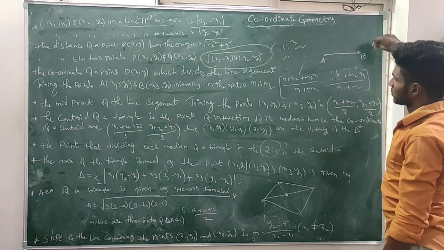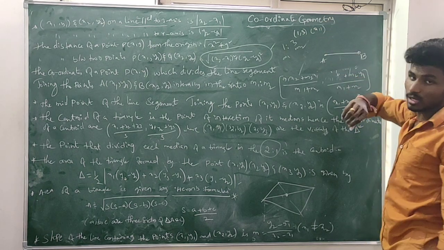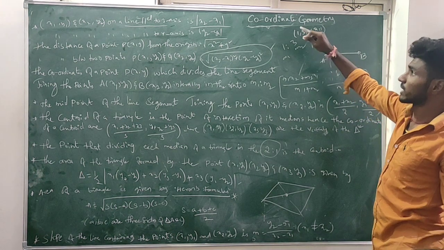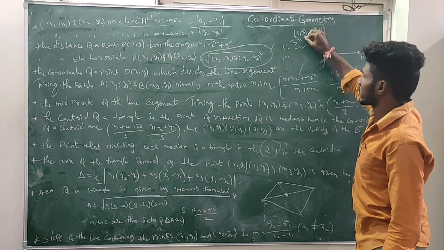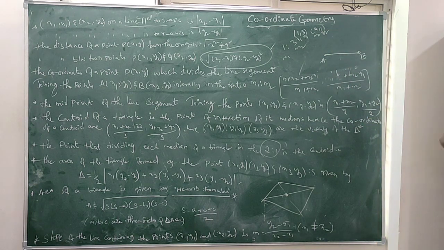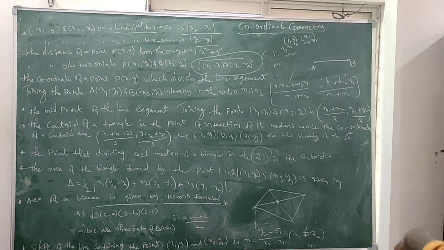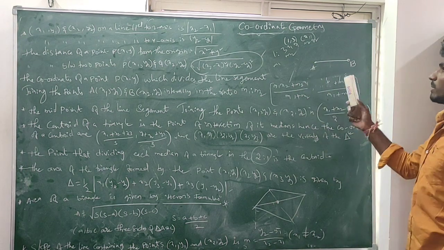So what should we do? Let us assume the points 1,3 and 2,1. Always remember, in this particular chapter, in the question, whatever the first given coordinate is, assume that as x1 and y1, and the second given is x2 and y2. If a third and fourth are given, assume them as x3, y3 and so on. That is how it will be helpful for you. If not, it will be a problem for you.